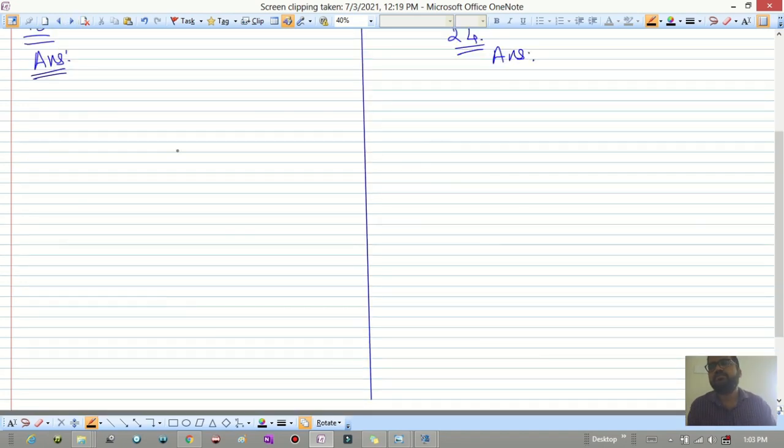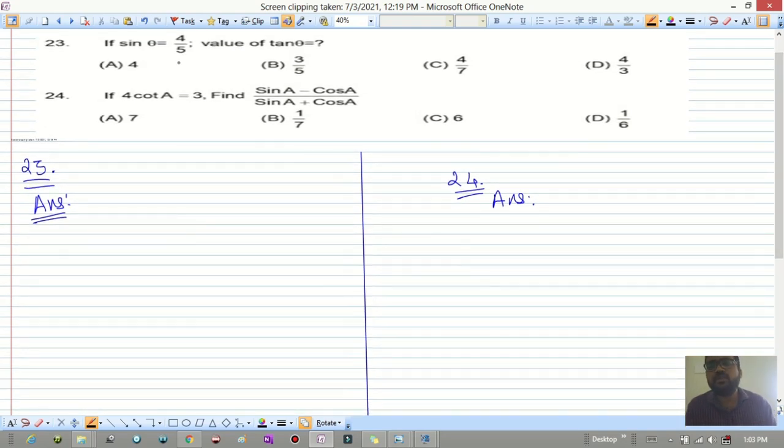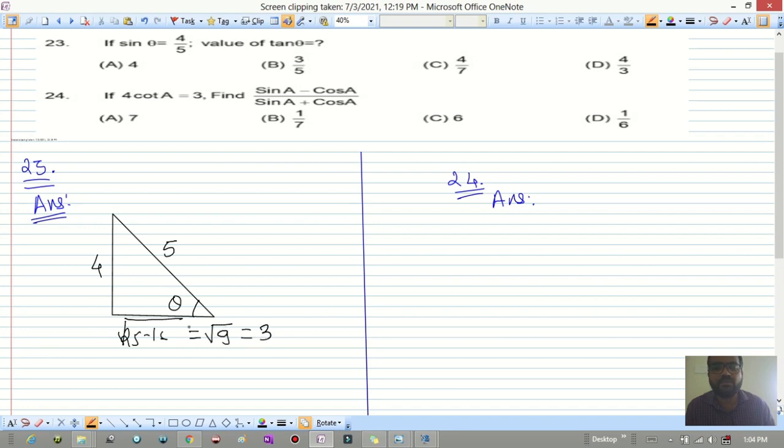The next, as you can see in this, here 23rd question, if sin theta is equal to 4 by 5, value of tan theta we want, right? So over here I'll just take the right angle triangle, and in right angle triangle sin theta is defined, as you can see over here, this is theta, sin theta is 4 divided by 5, that is opposite side by hypotenuse. So what is this side? So it will become 5 squared minus 4 squared root. So 25 minus 16, as you can see, this is root 9, that is equal to 3. So this side is 3.